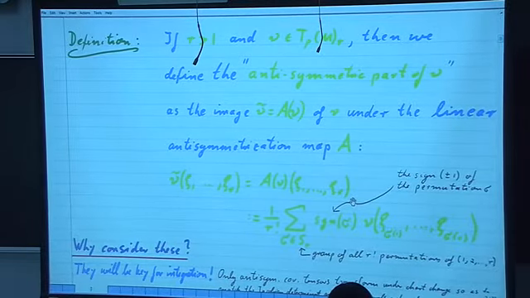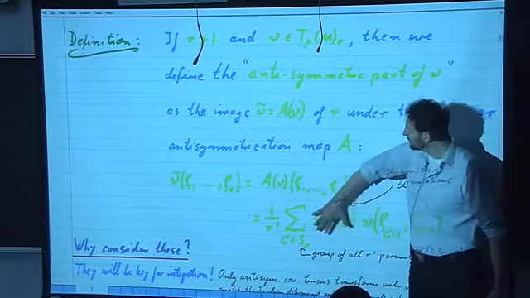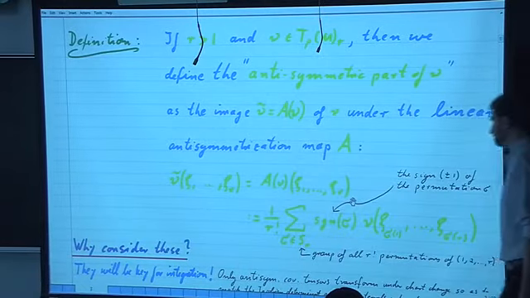But if it wasn't antisymmetric to start with, after that antisymmetrization operation, the resulting tensor is antisymmetric.